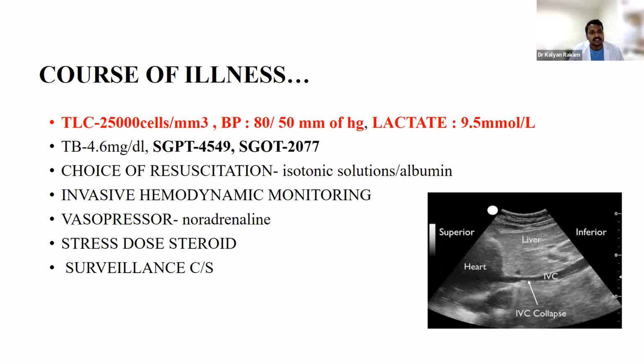If the pressures are falling further, or if there is a requirement of more than one vasopressor, maybe we need to add stress dose steroids. And we need to find the source of infection. So it is essential that we send surveillance cultures: blood, urine, and ET cultures if the patient gets intubated. All these cultures should be sent.